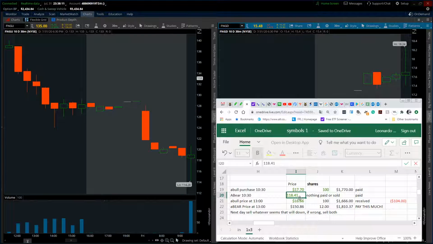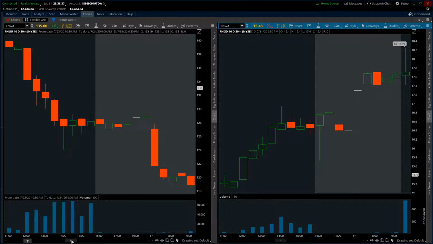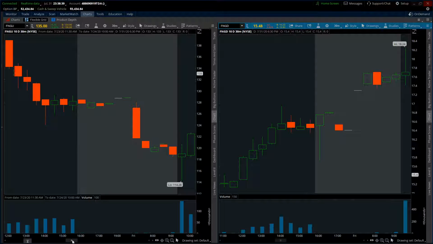118.41. So I sell it exactly right there, and then I'll see what happens. Let's see if I'm gonna be right, if this is gonna keep going down or not. I'm excited. What happened? Oh, I went the wrong way. No, I was wrong. So, emergency.